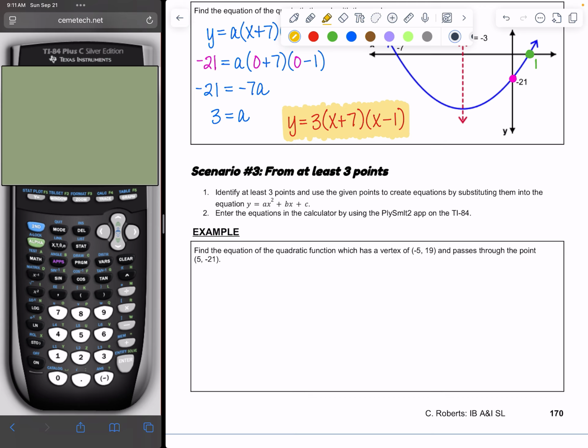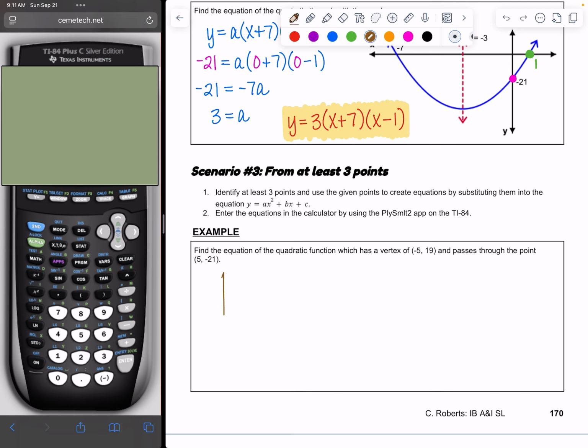So one thing that it tells us here is that we have an equation of the quadratic function, and it tells us that we have a vertex at (-5, 19), and it passes through the points (5, -21). All right. So if we were to think about this, if I wanted to, I could make it a table.